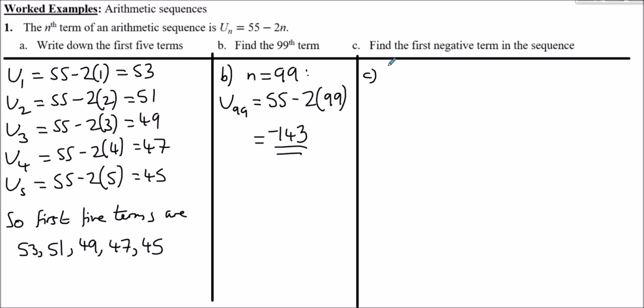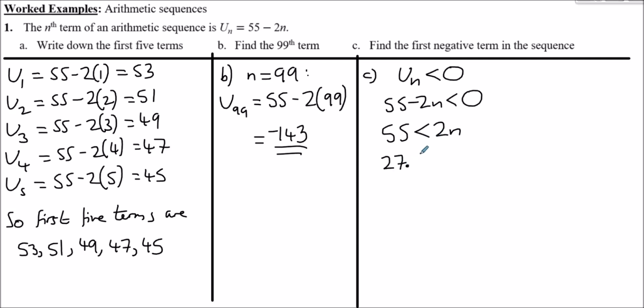And for part C, the first negative term, well, it's going to be negative when un becomes less than 0. So we set 55 minus 2n, which is un, to be less than 0. Add 2n to both sides. We have this. Divide by 2. So therefore the smallest n which satisfies this is going to be 28, because n is always going to be a natural number in a sequence.